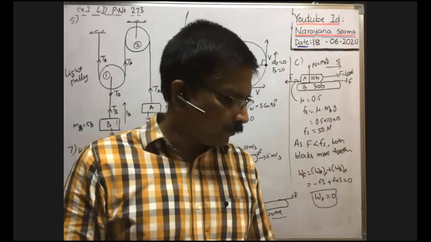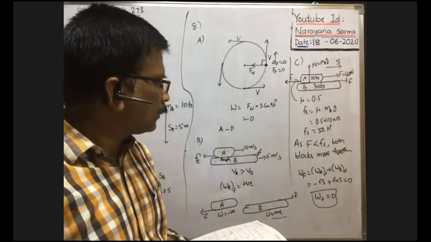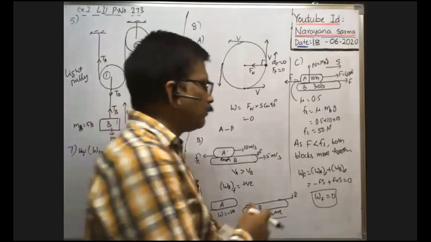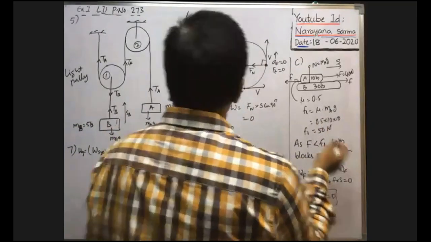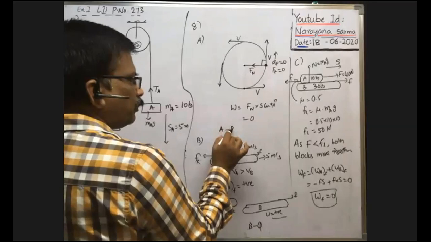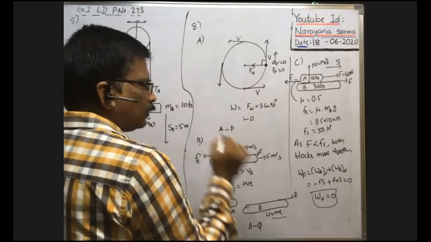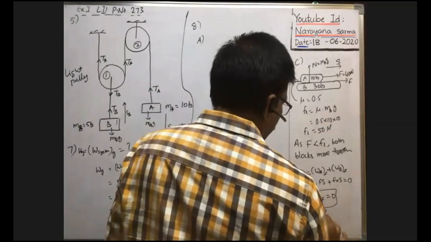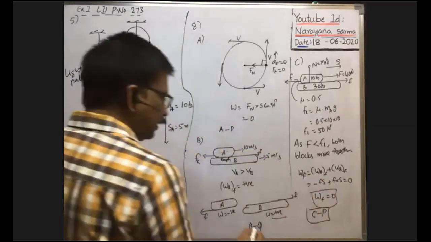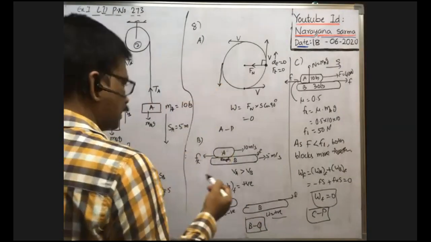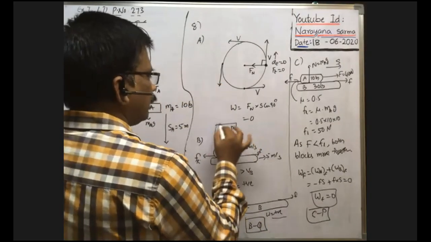Okay, next problem. Here the option is for C. The net work done by friction on the system is 0, so in column 2, P is equal to 0. Work done by the system is 0. That's why here it is 0, so P is correct. So C matches P, that is correct. Here B matches Q. In case of A, it matches P.